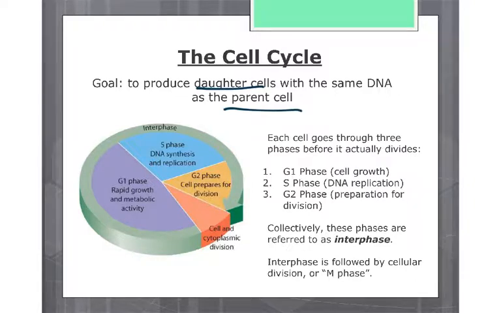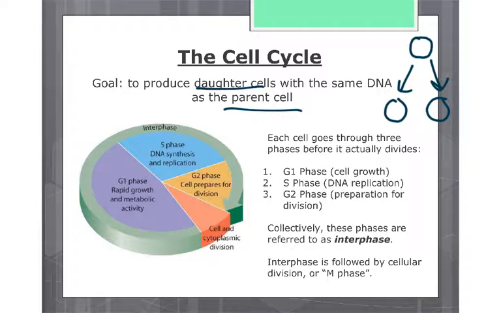Looking at the cell cycle, each cell goes through 3 phases before it actually divides. So here we have a cell. Say you fall off your bike, you scrape your knee, you need to produce new skin cells. That one cell is going to produce 2 identical cells. So this is what we're talking about. We're talking about mitosis. This is not sex cell related. This is only producing the same identical daughter cells as the parent.